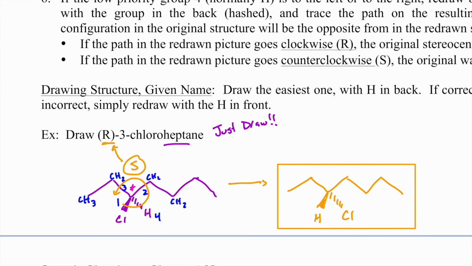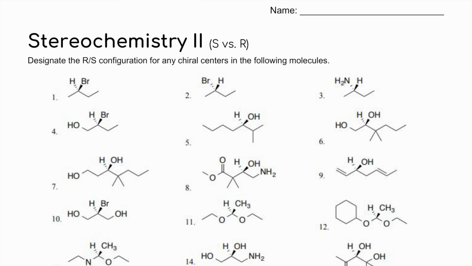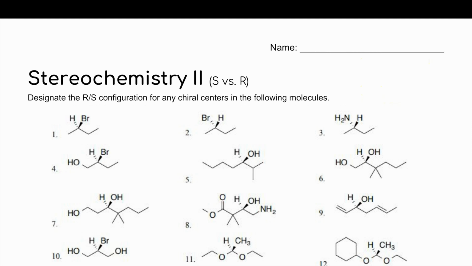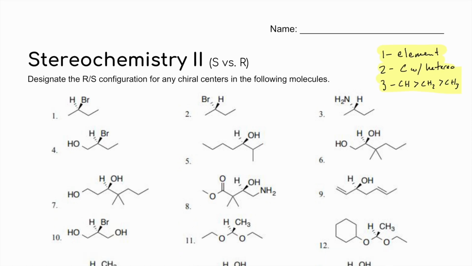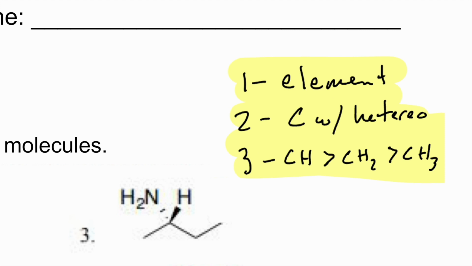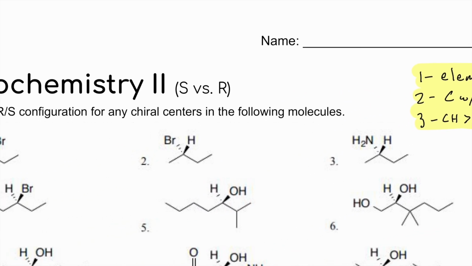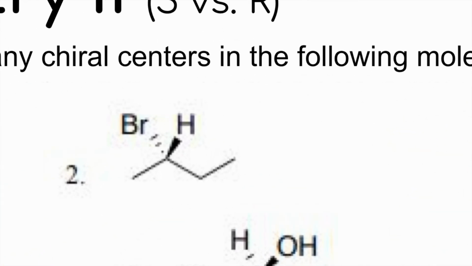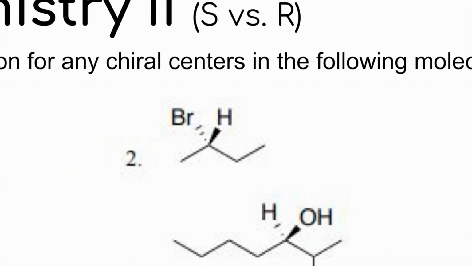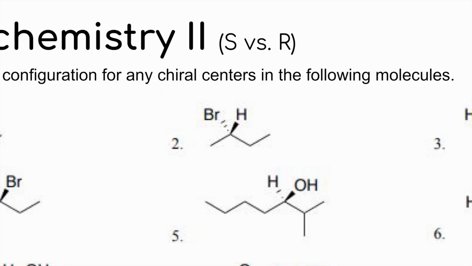Okay? So let's take a look at our note sheets, or our practice sheet, and see what we got here. All right, so this is Stereochemistry 2, and what I would do first is to make sure you write down our priorities. So basically we have element, carbon with a heteroatom, or just less C's or less H's on our C's to more H's on our C's. Okay? So I'm going to pick this one right off the bat, number 2. We'll do number 1 and number 2. Well, they're actually really similar. Let's just do number 2.